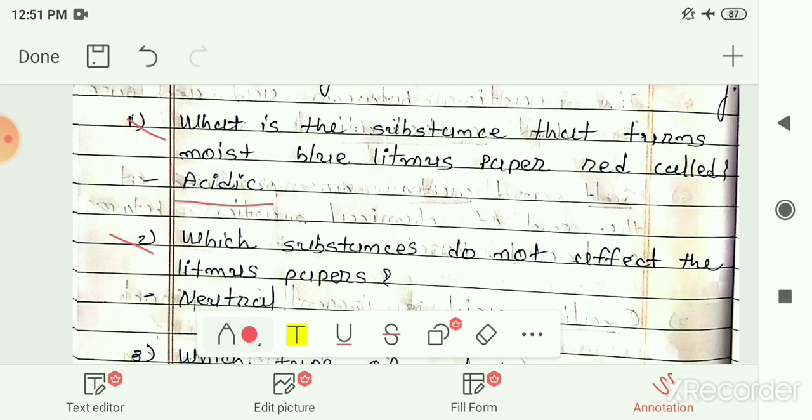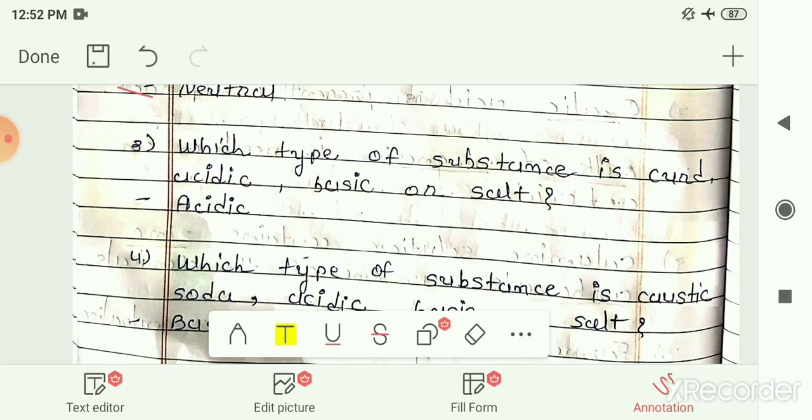Next is, which substance does not affect the litmus papers? So here your answer is neutral. If the substance is neutral, it will not affect any of the litmus paper, either blue or red litmus paper.